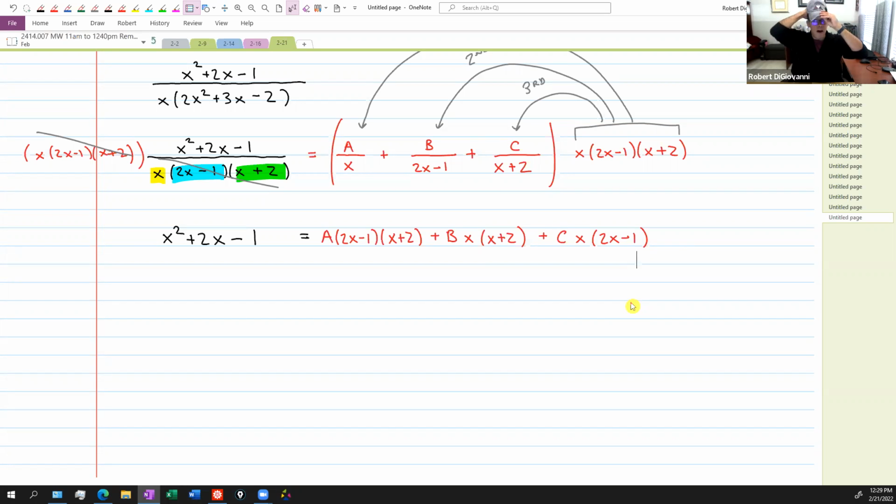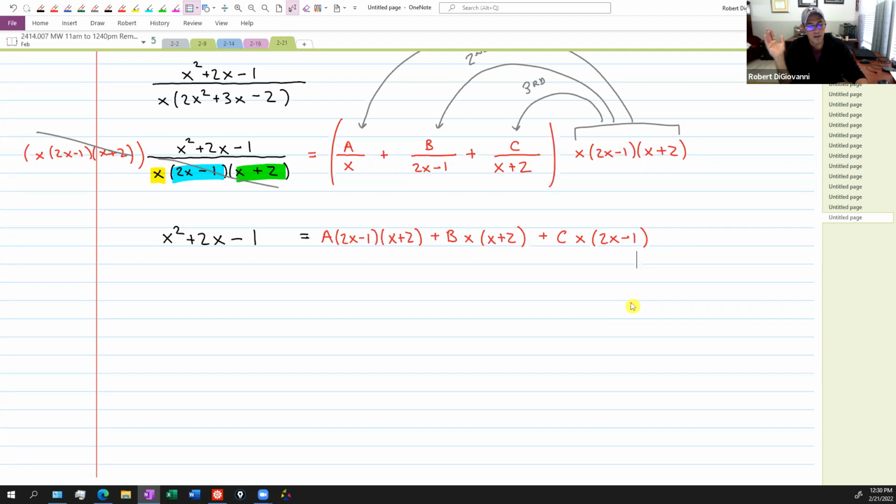Remember, our goal is to find A, B, and C. So what we do now, we really have two choices. We have the short way and the long way. The short way is great because it's short, but it doesn't always work, especially when you have irreducible quadratics, which we don't have here. The short way is nice when there aren't irreducible quadratics, nice and fast. The long way is, well, long, but it works no matter what.